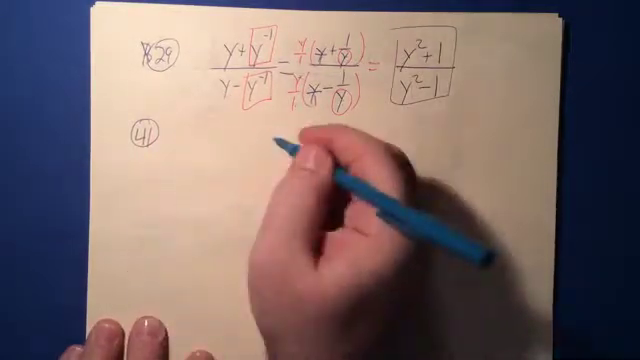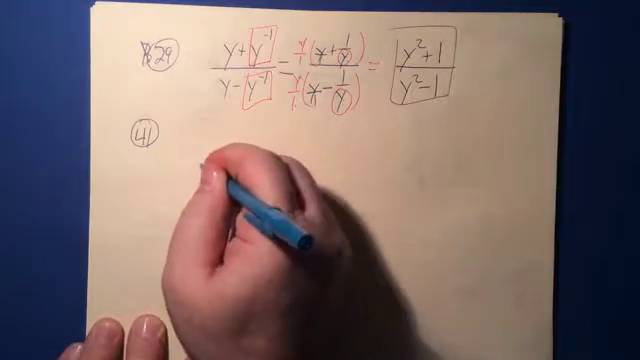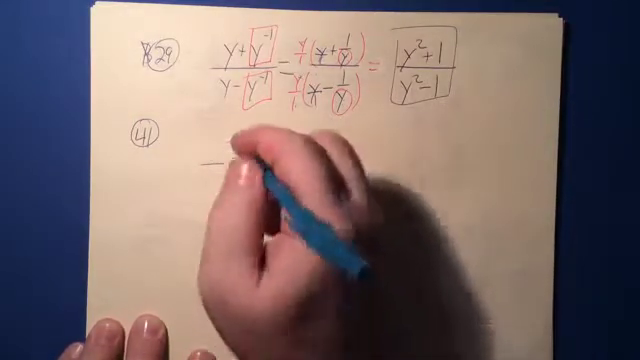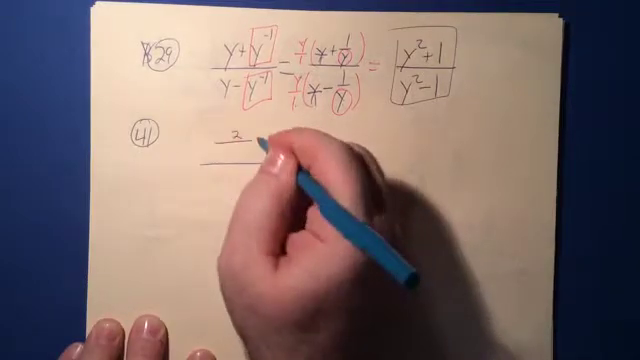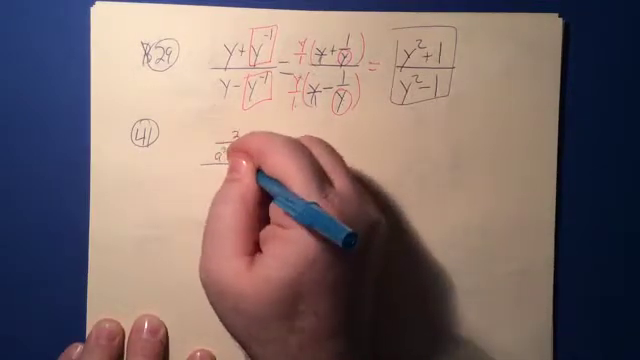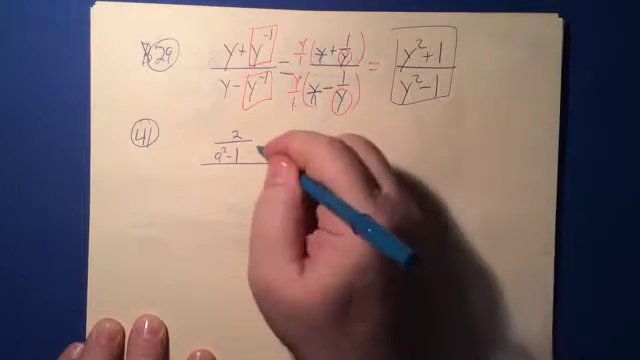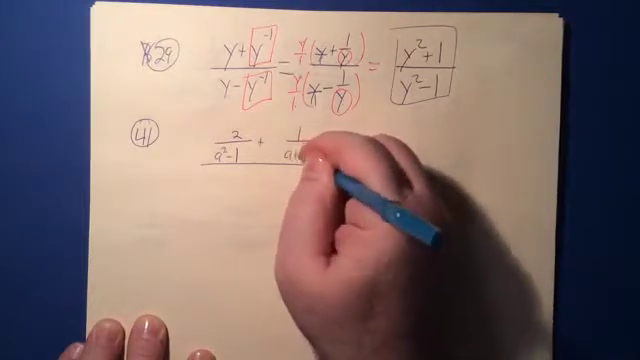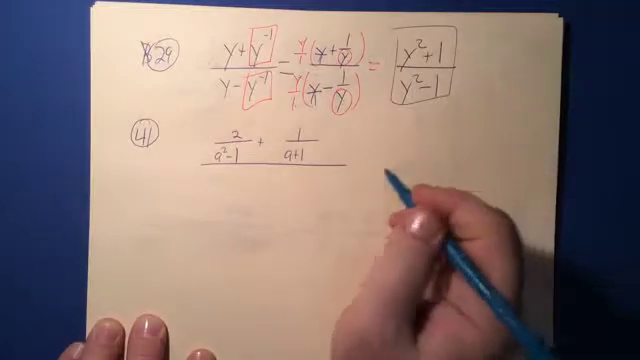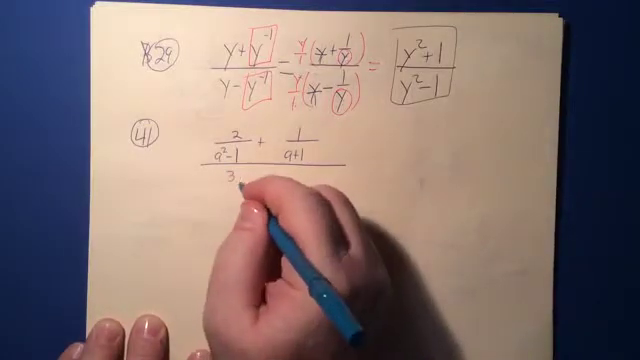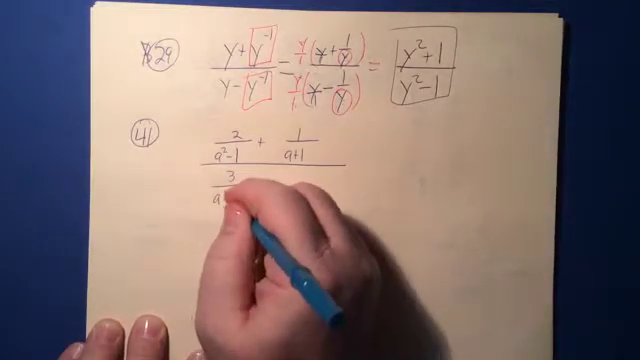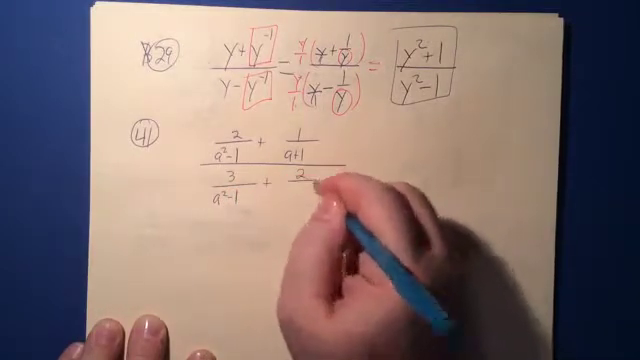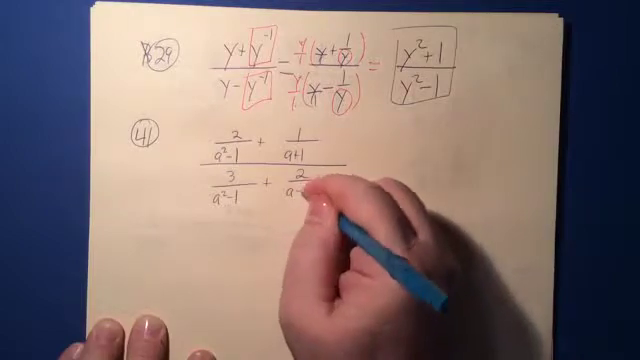So this problem is going to be a pretty big one. We'll see if you can squeeze it on this paper here. I'm going to make a big line for it. So this is going to be 2 times the quantity of a squared minus 1 plus 1 over the quantity of a plus 1, divided by the quantity of 3 over a squared minus 1 plus 2 over a minus 1.